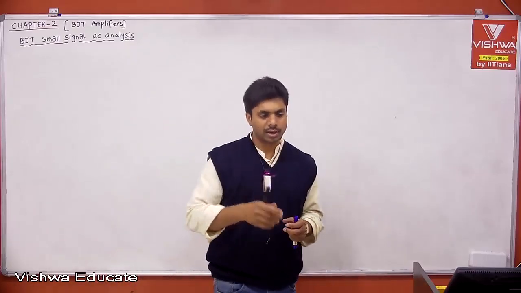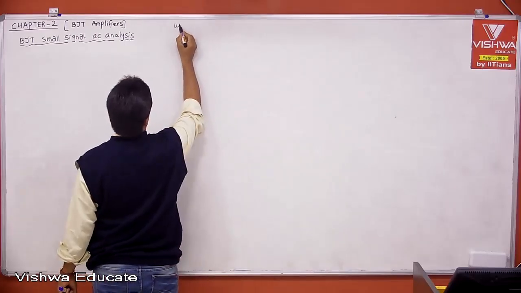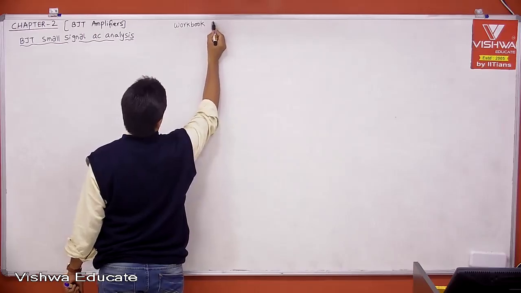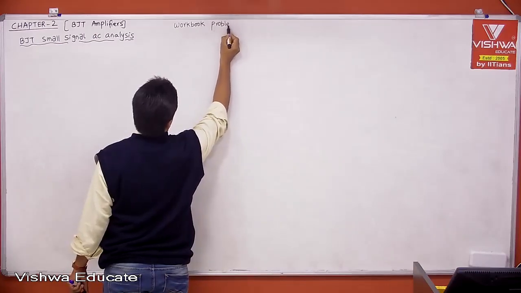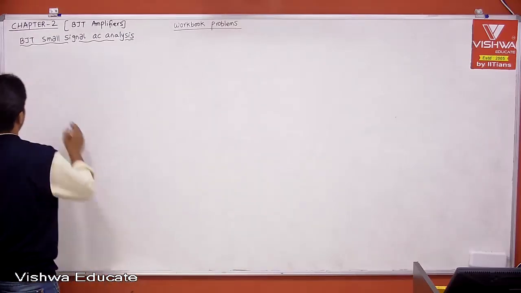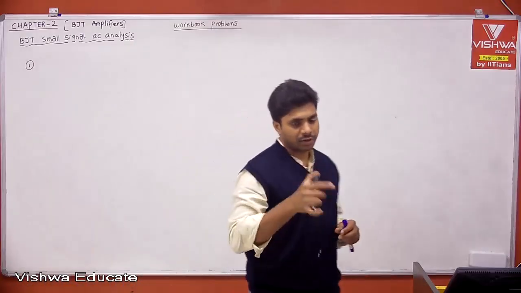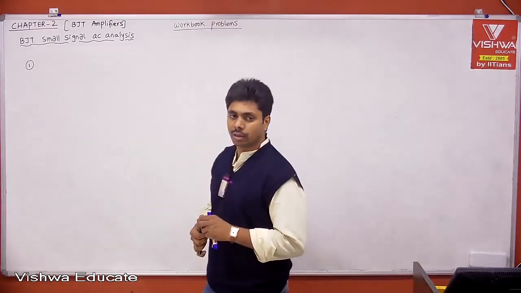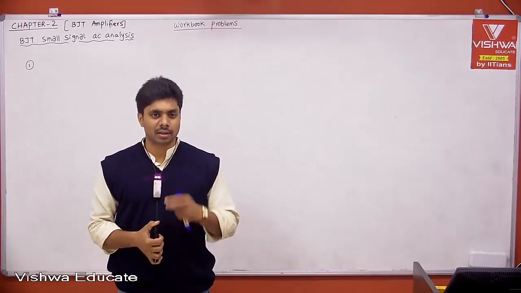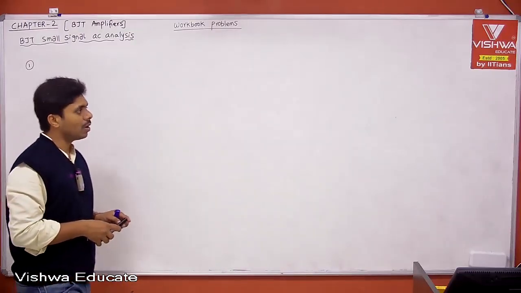Write down, maybe you can refer to your workbook. Okay, problem number 1. If you refer to the workbook, problem number 1 is asking for voltage gain. If you see the problem, the circuit is given. We need to calculate what the voltage gain is.